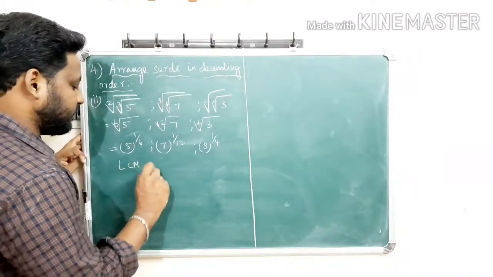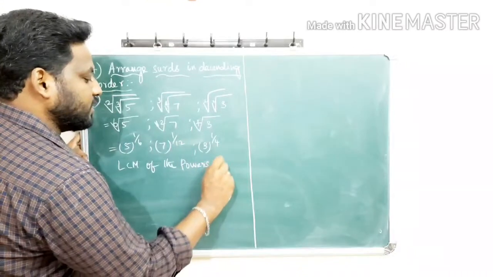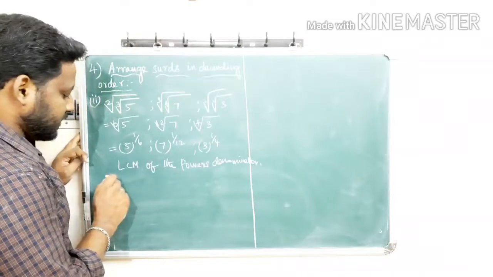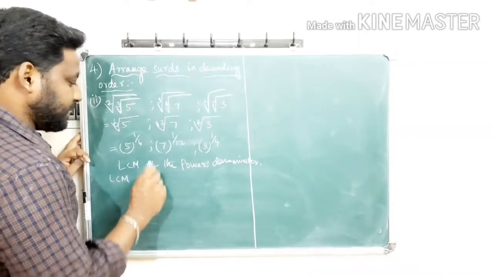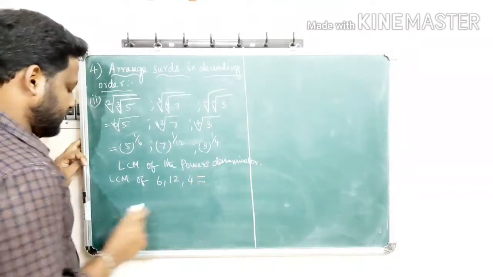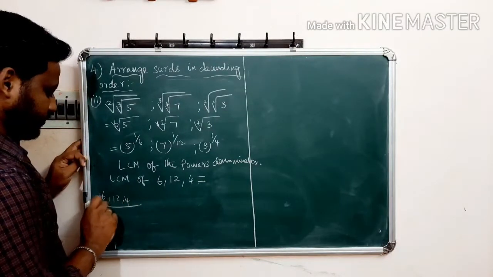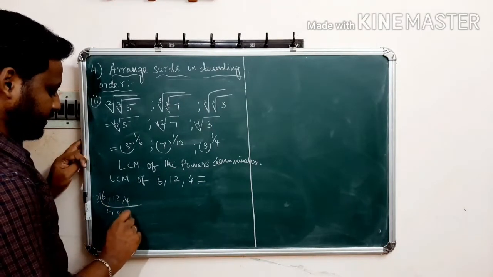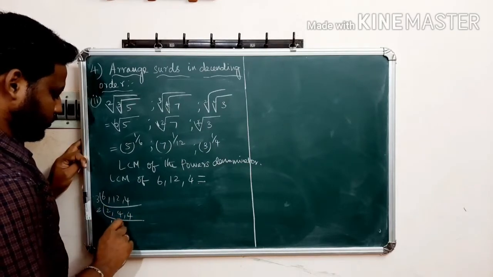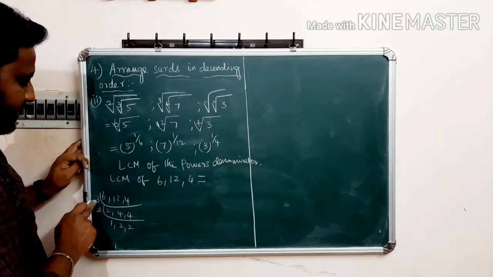So the LCM of the powers' denominators. What is that? 6, 12 and 4. You have to find the LCM of 6, 12 and 4. So 3, 2 3s are 6, 4 3s are 12, 4. And again 2, 1 2s are 2, 2 2s are 4, 2 2s are 4. So 2 2s are 4, 4 2s are 8, 8 3s are 24.